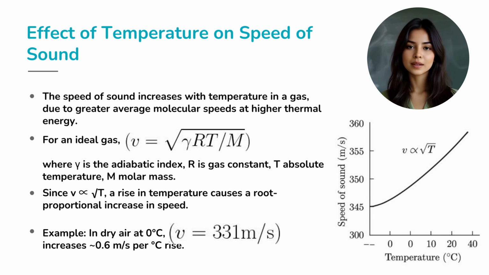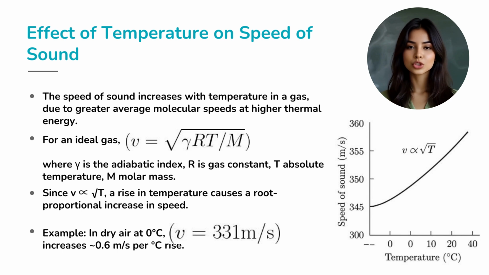For an ideal gas, the speed of sound V equals the square root of the adiabatic index gamma multiplied by the gas constant R multiplied by the absolute temperature T, all divided by the molar mass m. Say that again. Speed V is the square root of gamma times R times T divided by m. Here, gamma is a number that tells us how the gas behaves when compressed or expanded. R is the universal gas constant. T is temperature measured in Kelvin, that's degrees Celsius plus 273, and m is the gas's molar mass.